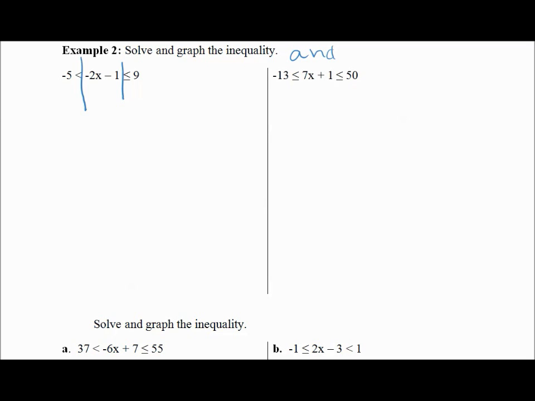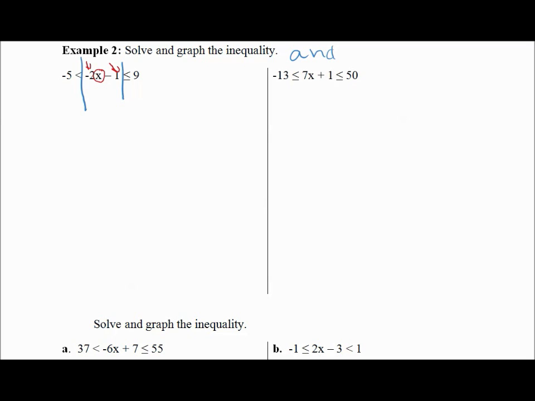On this first one, I'm going to keep it divided in sections so you'll see what I'm talking about. I know my goal is simply to isolate my variable. I still have the same goal. And I see if I'm going to do that, I need to get rid of this -1 and I need to get rid of that -2.